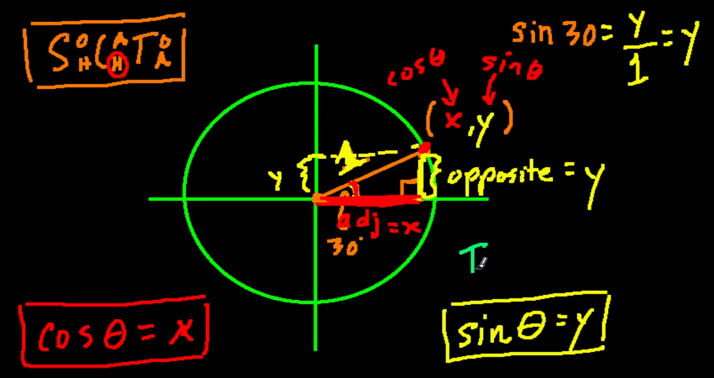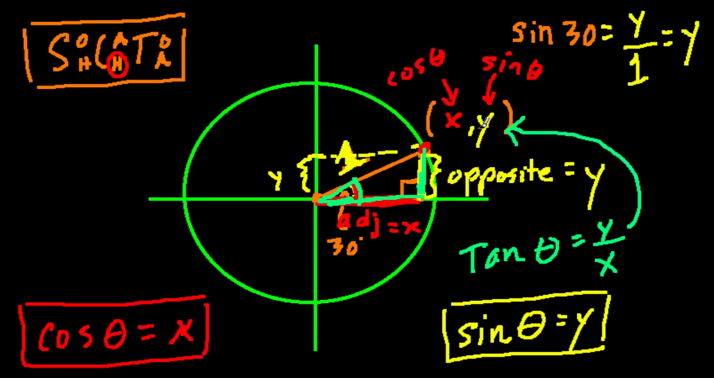Let's just deal with that. Tangent of theta is equal to the opposite side over the adjacent. Well, the opposite side of theta, here's theta, the opposite side is just y, and the adjacent side is just x, so it's y over x. So the tangent just looks at these two values in the coordinate and places one over the other. It's y over x, and that's tangent.